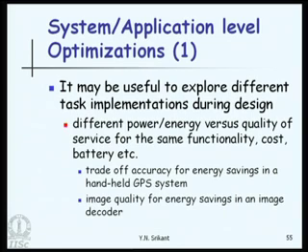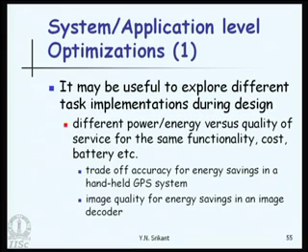What are system or application level optimizations possible? What are they and when are they possible? It may be useful to explore different task implementations during design. In such a case we want to know how much power is used by a particular implementation on a particular device. So, different power energy versus quality of service for the same functionality, cost, battery etcetera are possible.